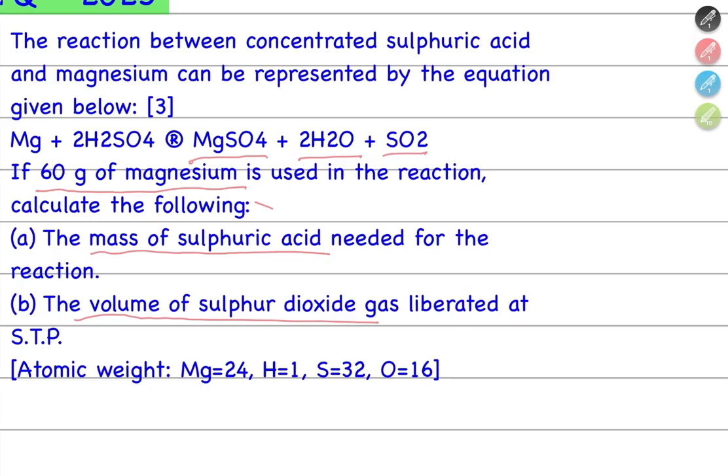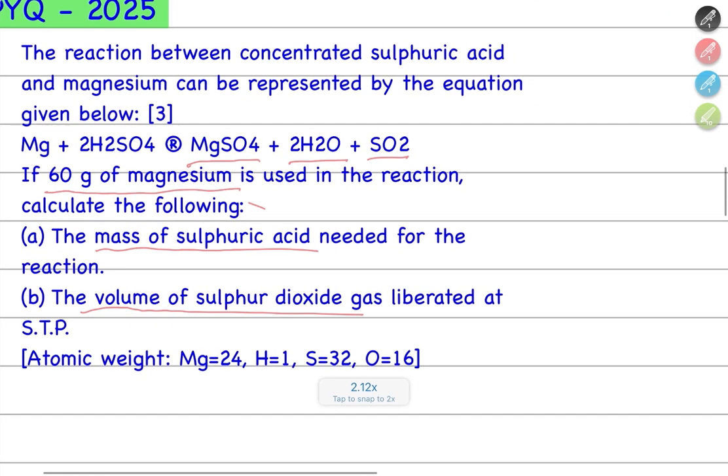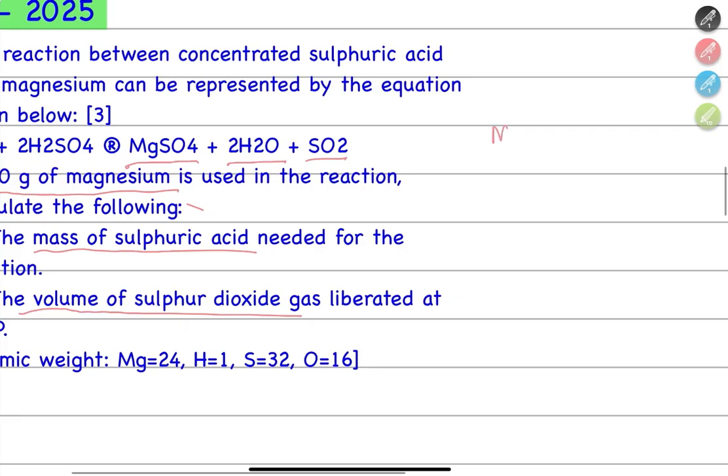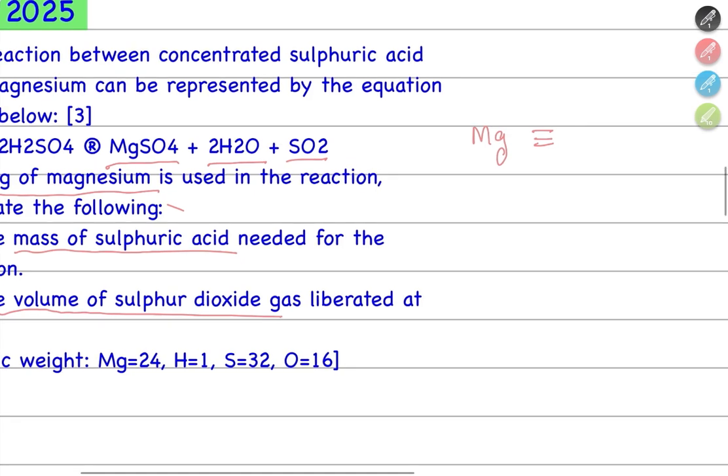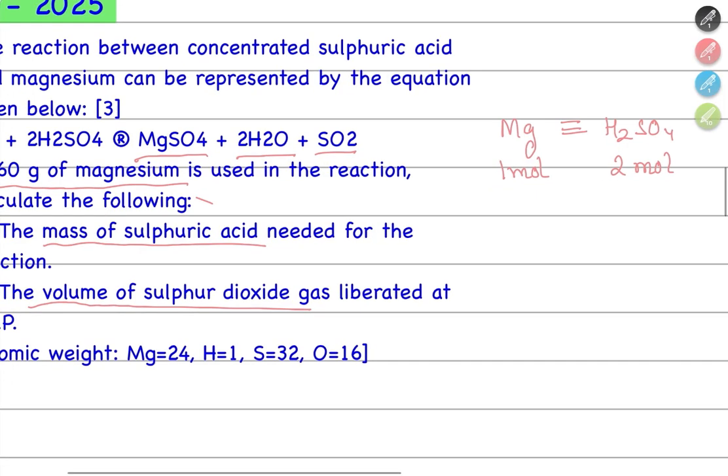Now how are we going to solve the question? You always have to refer to a balanced equation and what they are expecting in the question. So here, they have given the mass of magnesium and they are expecting the mass of sulfuric acid which will react with the magnesium. Now if I look at the equation, magnesium is reacting with sulfuric acid. The ratio of reaction of magnesium to sulfuric acid is 1 mole is to 2. That means 1 mole of magnesium reacts with 2 moles of sulfuric acid.